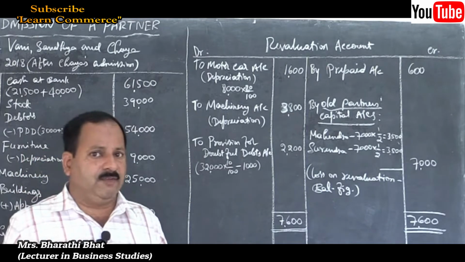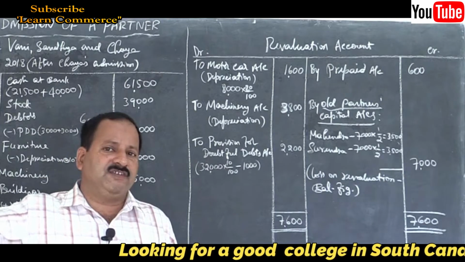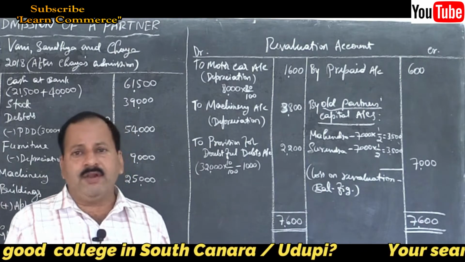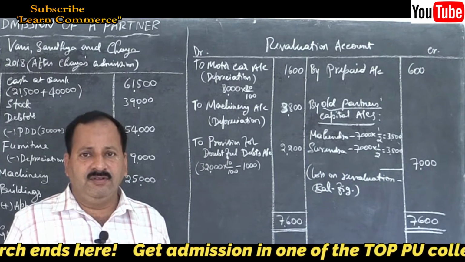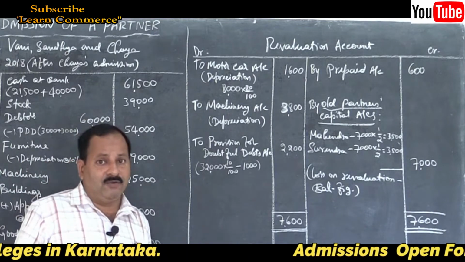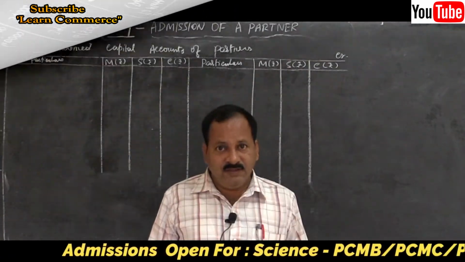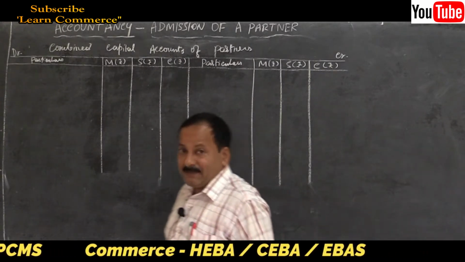When new ratios are given in the problem, you have to calculate sacrifice ratio under first and second method, but here it is not required for us. So no need to calculate. Forget about it. Now, next step, we will prepare combined capital accounts of partners, right? Yes, now let us move on to the next step, that is the preparation of combined capital accounts.